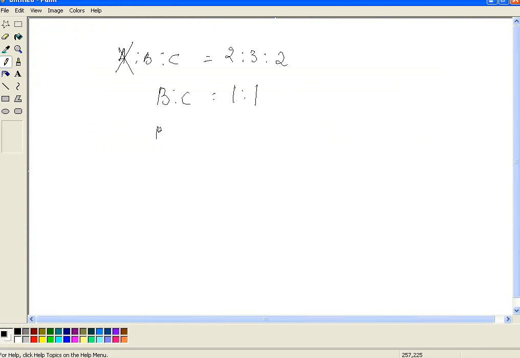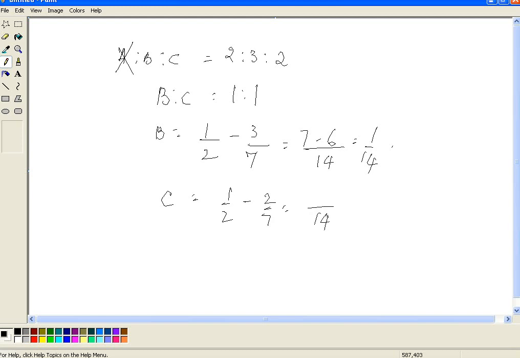So what is the gain of B? It is 1 by 2 minus 3 by 7, which is 7 minus 6, which is 1 by 14. And C's gain will be 1 by 2 minus 2 by 7, 7 minus 4, which is 3 by 14. So the gaining ratio is 1 is to 3.